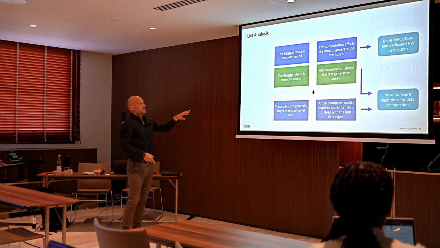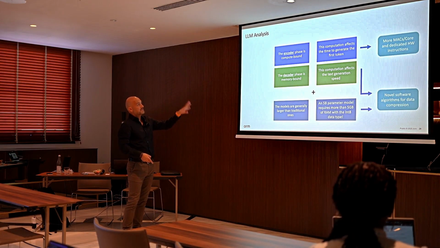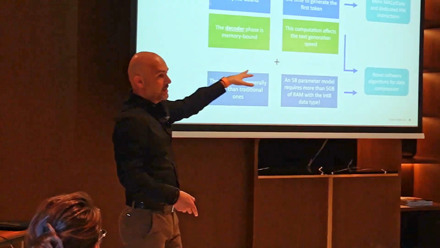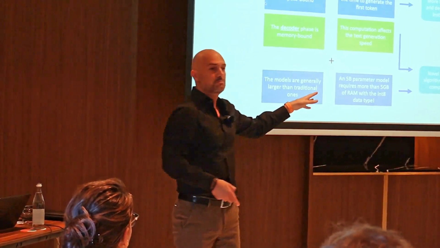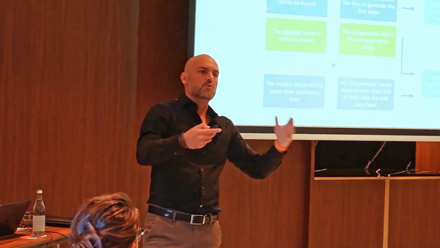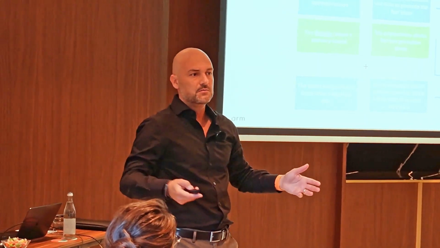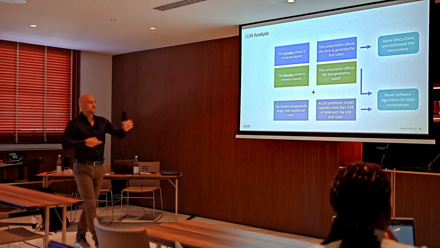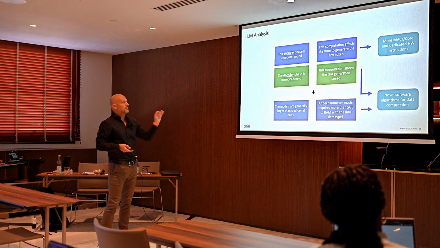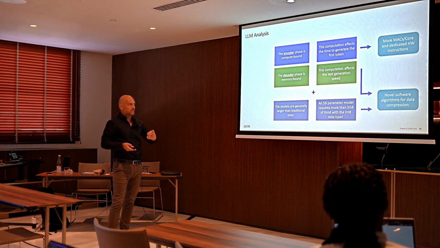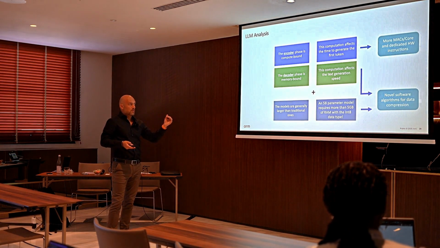So that is the analysis. The encoder phase is compute bound. Then we need more MACs per core per cycle. You usually see also the TOPS in the slide, this is basically that. The decoder phase is memory bound.